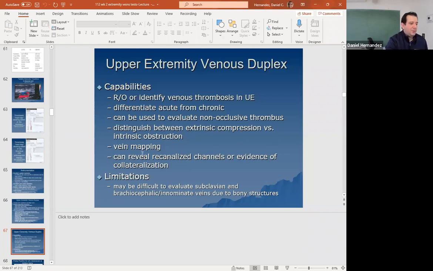Some limitations for our upper extremity exam: evaluation of the subclavian can be difficult, and the innominate and brachiocephalic veins may not be seen due to bony structures.